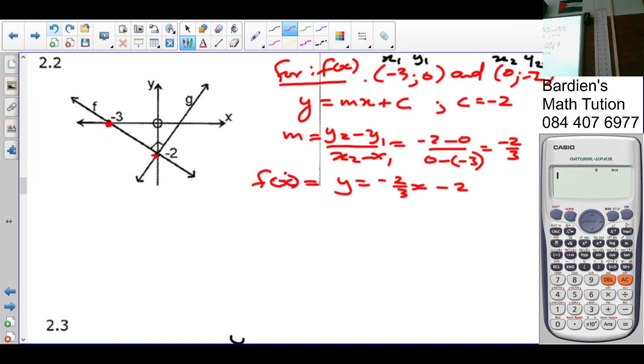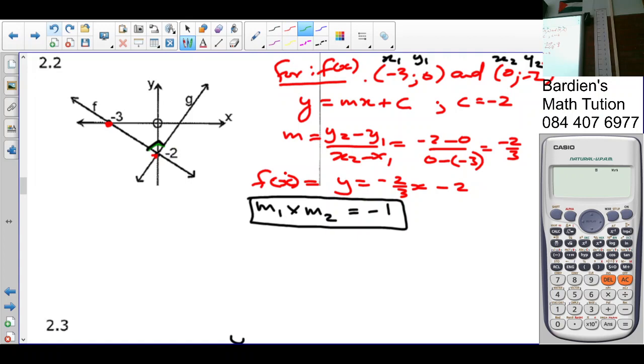Okay? So what do we know about if lines are perpendicular? The product of the two gradients is negative 1. So we know that the gradient of the first line, which is the gradient of f, times the gradient of the second line, which is the gradient of g, must be negative 1. So if lines are parallel, gradients are equal. If lines are perpendicular, as you can see the 90 degrees, the product of the two gradients is negative 1.